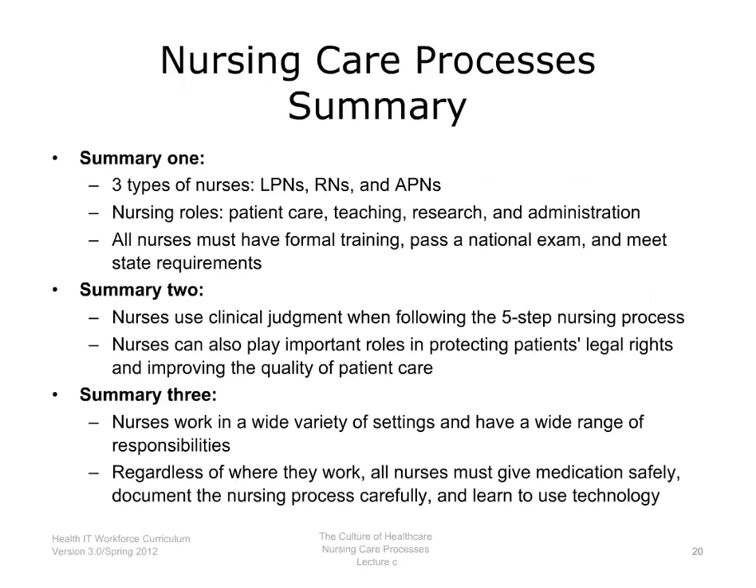This also concludes Nursing Care Processes. In summary, the first lecture discussed that there are 3 types of nurses: licensed practical nurses, registered nurses, and advanced practice nurses. The 4 types of advanced practice nurses are certified registered nurse anesthetists, certified nurse midwives, nurse practitioners, and clinical nurse specialists.